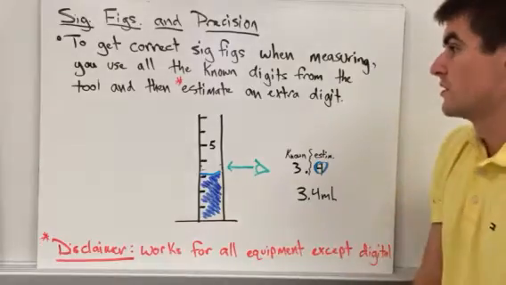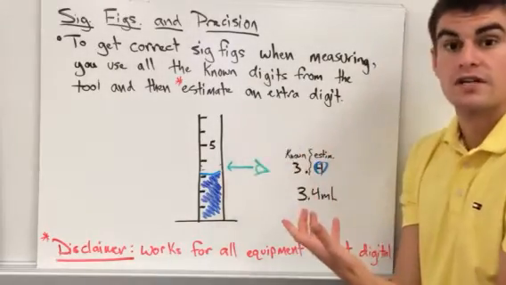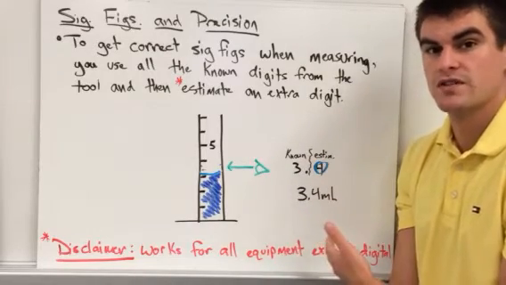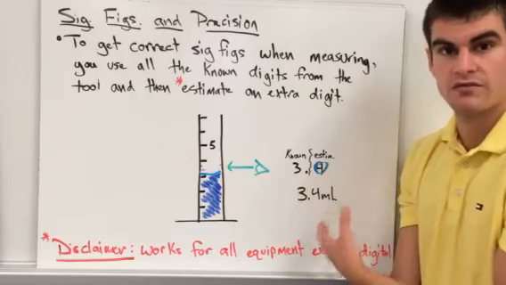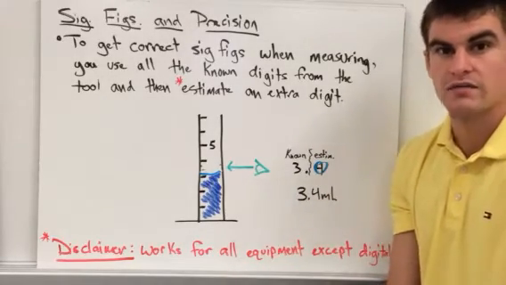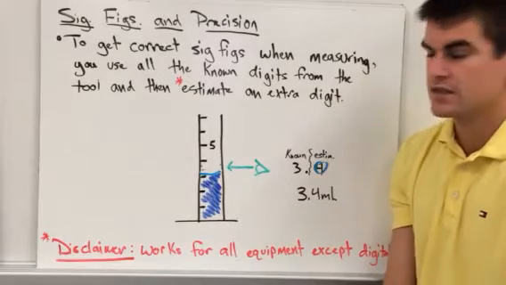Little disclaimer here, this only works for things that aren't electronic, like our electronic balance. We put something on there, it gives us those decimal places. It's doing this estimating for us. We don't have to add an extra digit, because how are you going to do that? What are you looking at to figure out what it's in between?